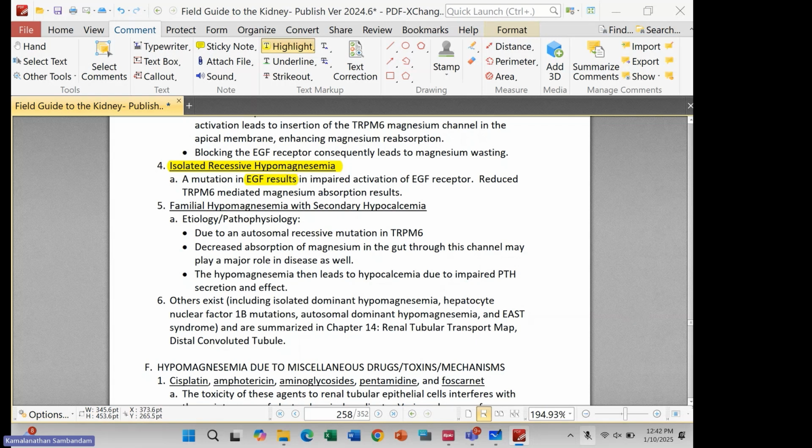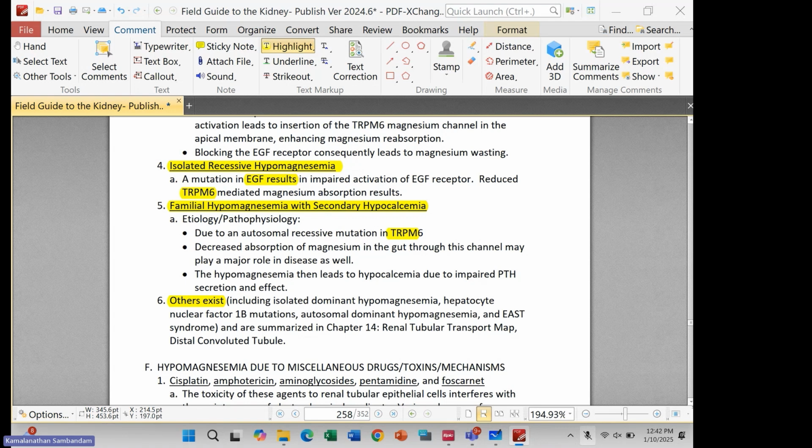In this case, there is a mutation in the EGF signaling, resulting in downregulation of TRPM6. There's another syndrome called familial hypomagnesemia with secondary hypocalcemia. By the way, we're not going to elucidate all of the various defects in DCT transport. There are actually quite a few. But let's talk about this familial hypomagnesemia with secondary hypocalcemia.